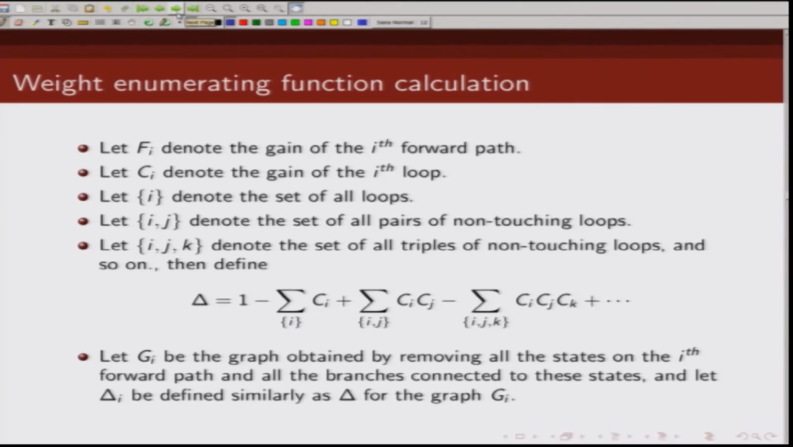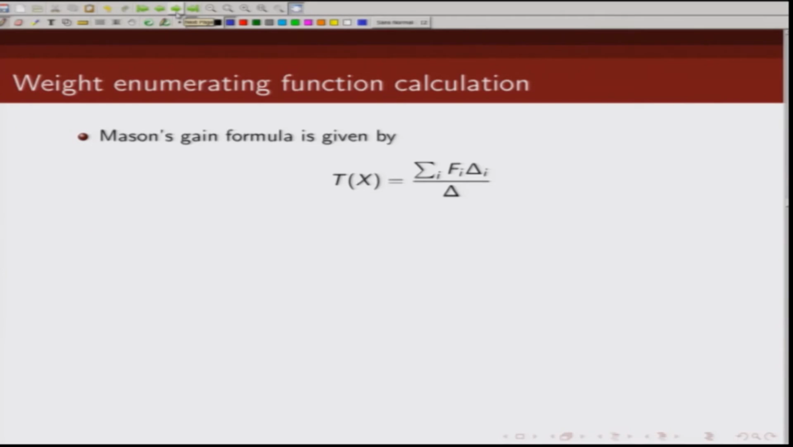We define our graph that is obtained after we remove all states belonging to an ith forward path by G sub I. So, G sub I is basically the graph remaining after we remove the ith forward path, and the delta corresponding to this modified graph will be denoted by delta I. So, the Mason gains formula then says that the generator function for this convolution encoder can then be given by this expression.